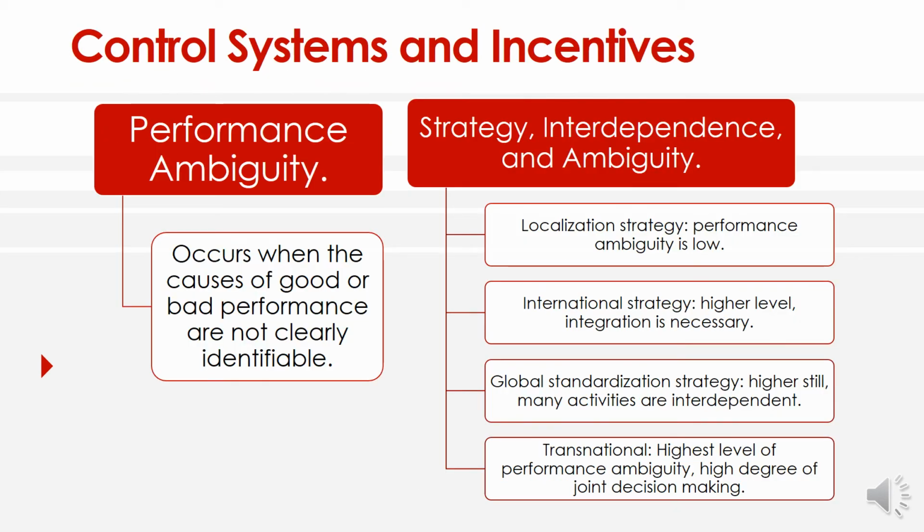Control system and incentive: performance ambiguity. Performance ambiguity occurs when the causes of good or bad performance are not clearly identifiable. Strategy, interdependence, and ambiguity: under a localization strategy, performance ambiguity is low. For an international strategy, a higher level of integration is necessary. For a global standardization strategy, it is higher still, as many activities are interdependent. Transnational has the highest level of performance ambiguity, with a high degree of joint decision making.